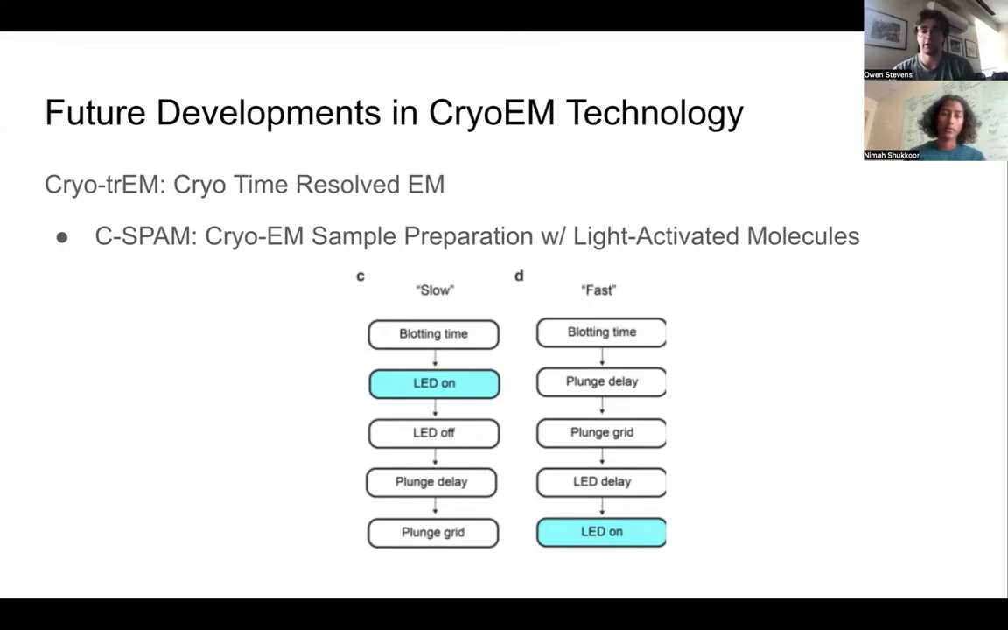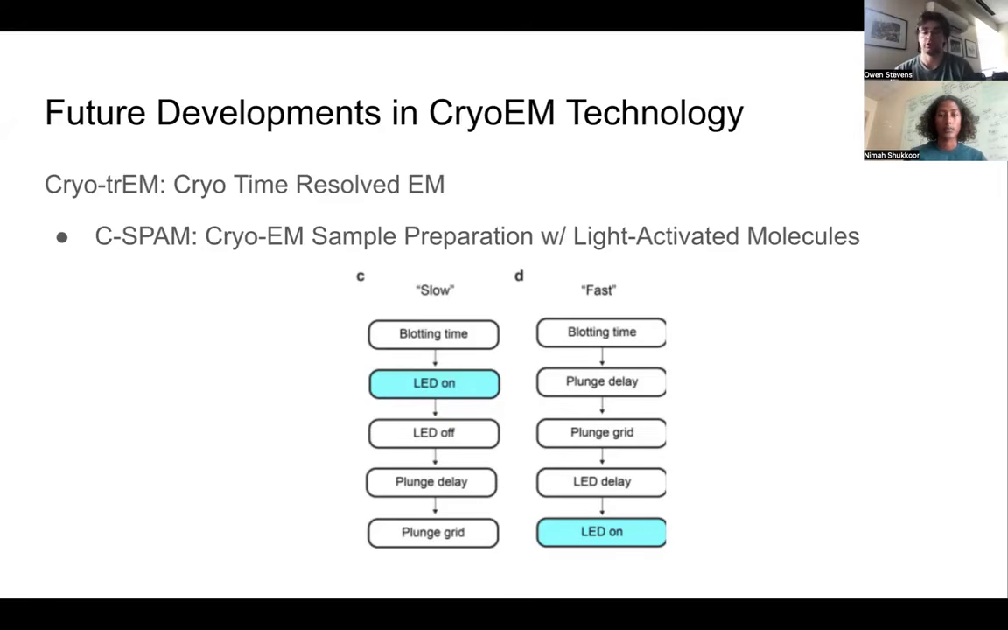So this team that was working on it developed a slow and fast cryo-EM testing method, which uses a photoreceptor attached to the grid. Essentially what happens is they turn an LED on that activates the photoreceptor, and then that activates the conformational change or the reaction that this biomolecule is undergoing.